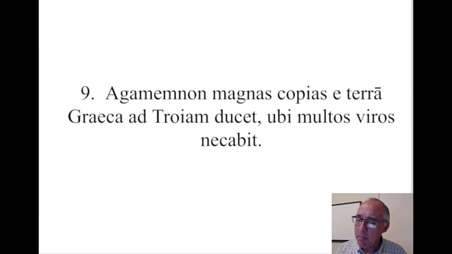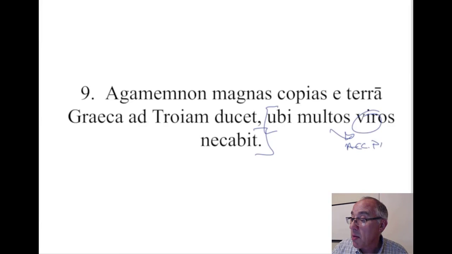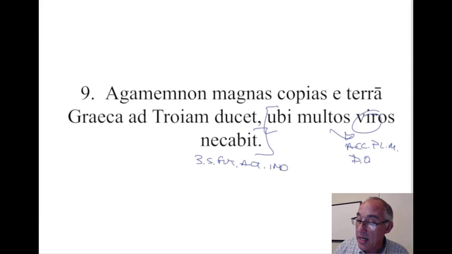Number 9. Agamemnon magnas copias aetera Graecia ad Troiam ducet. Ubi multos viros necabit. I want you to get the structure. We have two sentences here. This one, ubi. Ubi, multos viros, that's my direct object. Accusative, plural, masculine. What's its use in the sentence? Direct object. Necabit, third person singular, future, active, indicative. So, ubi necabit, he will kill many men. I handled that just because it's 3 words. Well, 4 if you count the ubi. He will kill many men.